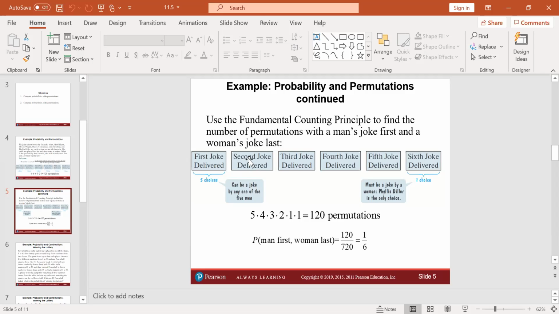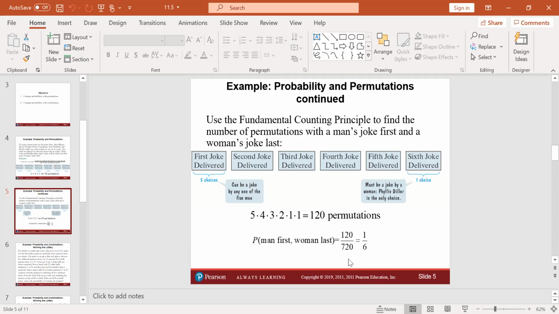The second joke has to be delivered by a man if there's only one woman and she has to go last. The third joke has to be delivered by a man. The fourth joke delivered by a man. The fifth joke delivered by a man. So it's going to be 5 times 4 times 3 times 2 times 1, and then times 1 again for Phyllis Diller at the end there. So there's 120 possible permutations that go the way we want, divided by 720, which is the number of ways the experiment can go whether we like it or not. So it's 120 over 720.